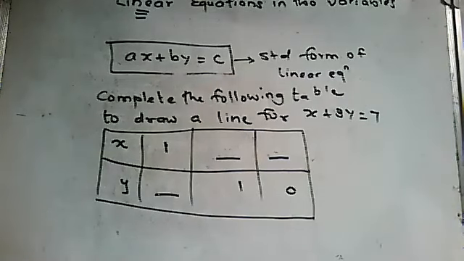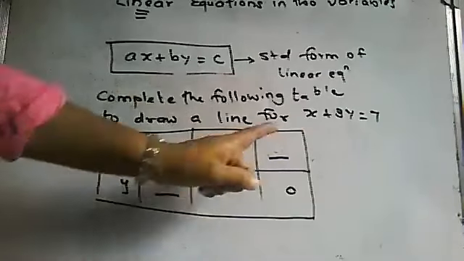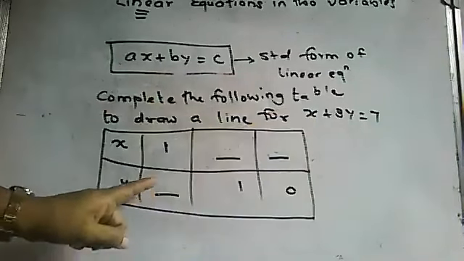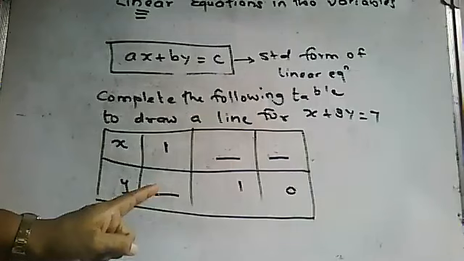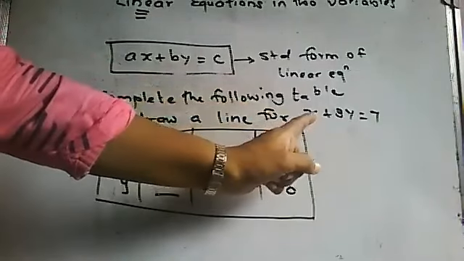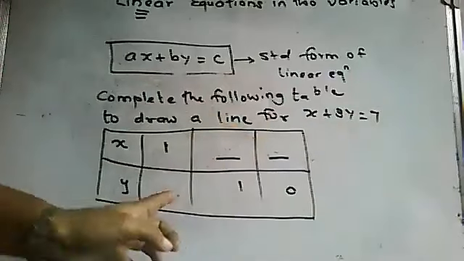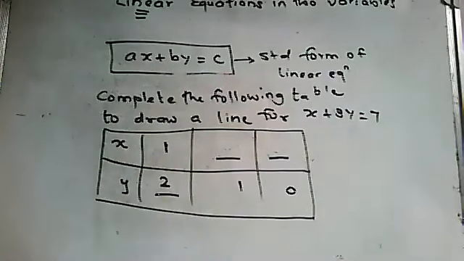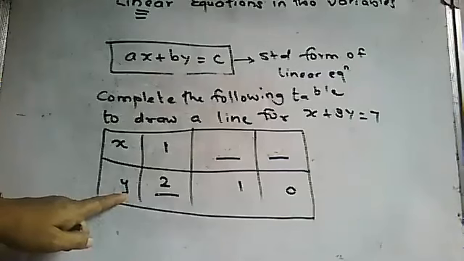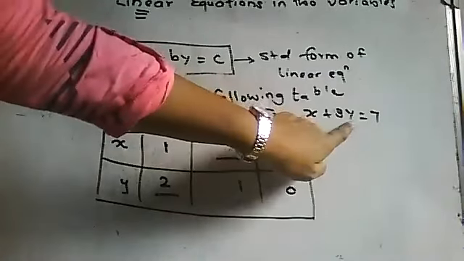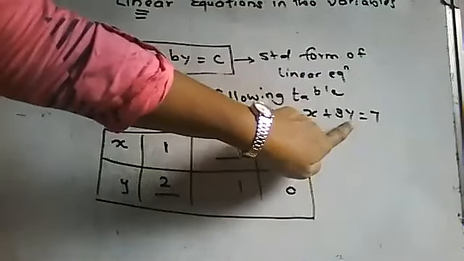Okay. So here you substitute 1 over here and get y accordingly. You substitute 1, 7 minus 1 is 6. 3y is equal to 6, so y has to be 2 in this case. Now, next they are saying y is 1. So y is 1. 3 into 1 is 3.